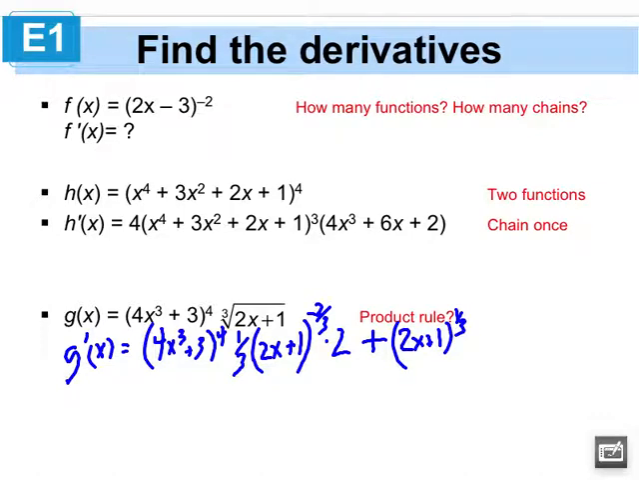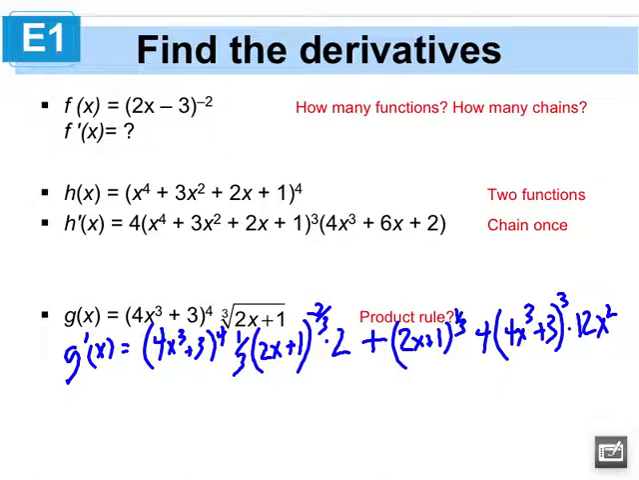Okay, we're good, right? I didn't change anything. Well, I did. I just wrote it as 1/3, but we're okay with that, yes? Yep. Okay. Derivative of the first thing. Two functions, one chain.